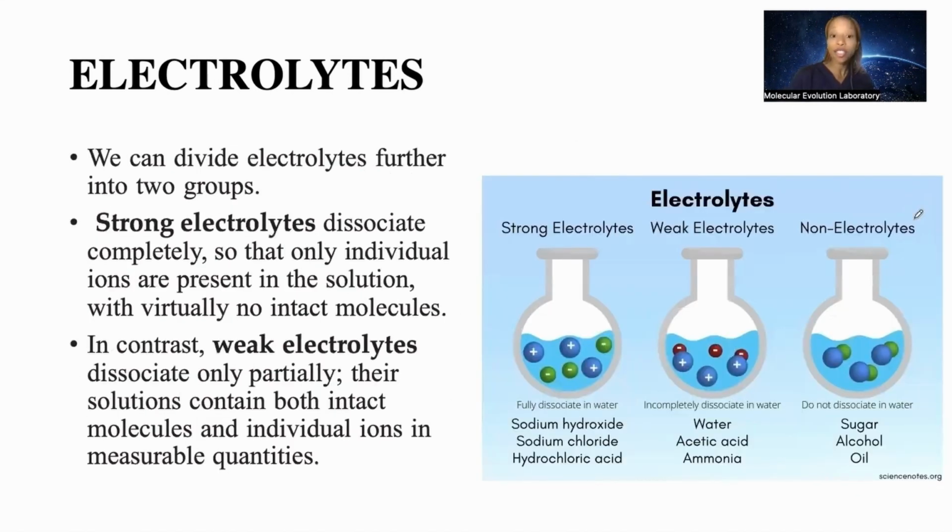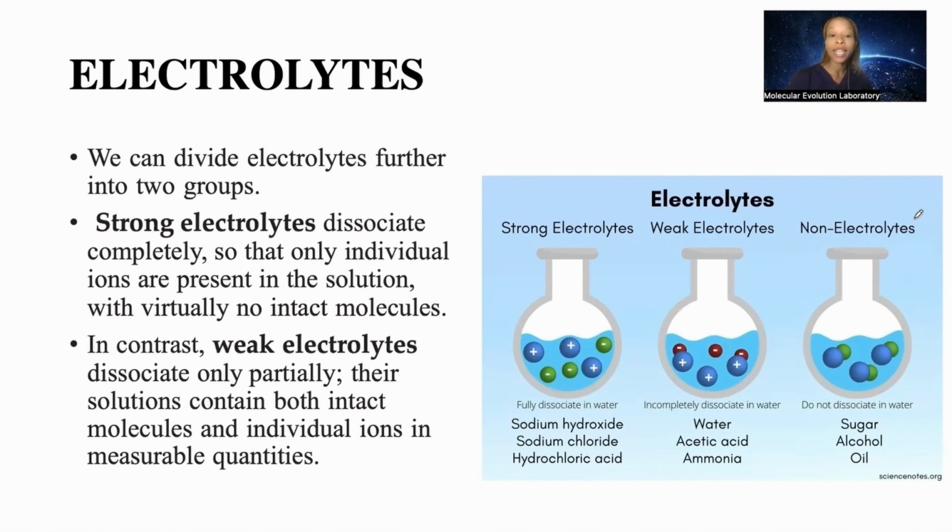We can divide electrolytes further into two groups, as we mentioned before. Strong electrolytes dissociate completely so that only individual ions are present in the solution with virtually no intact molecules. So as we mentioned before, you can put sodium chloride in an aqueous solution. The sodium chloride will dissociate into sodium and chloride ions, and this will form the basis of the electrical conduction.